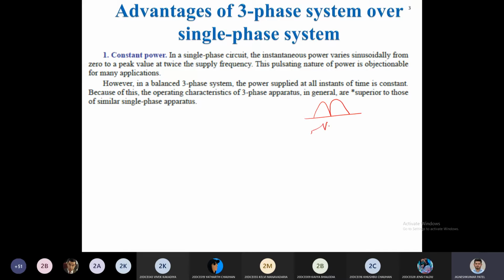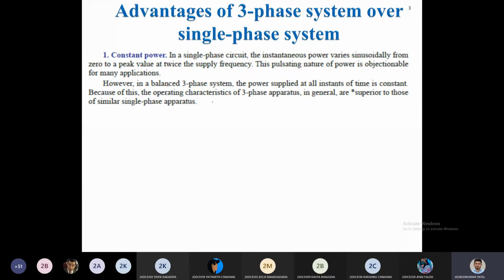This is VI. Vm Im sin omega t times sin omega t was the equation, and you get this kind of value. So this is the issue: you don't get a constant power. Power is constantly rising and decreasing. However, in a balanced three-phase system, and balance is a very important word, we are not going into that right now, the supplied power at every instant of time is the same, constant.